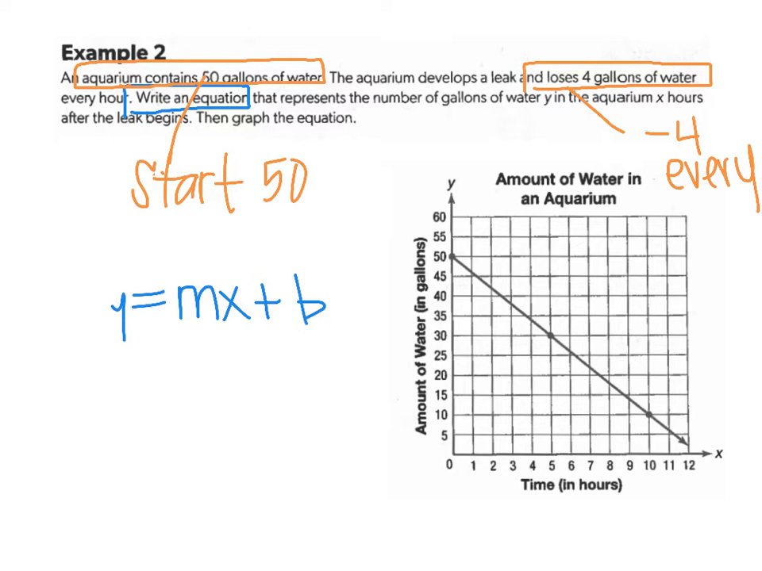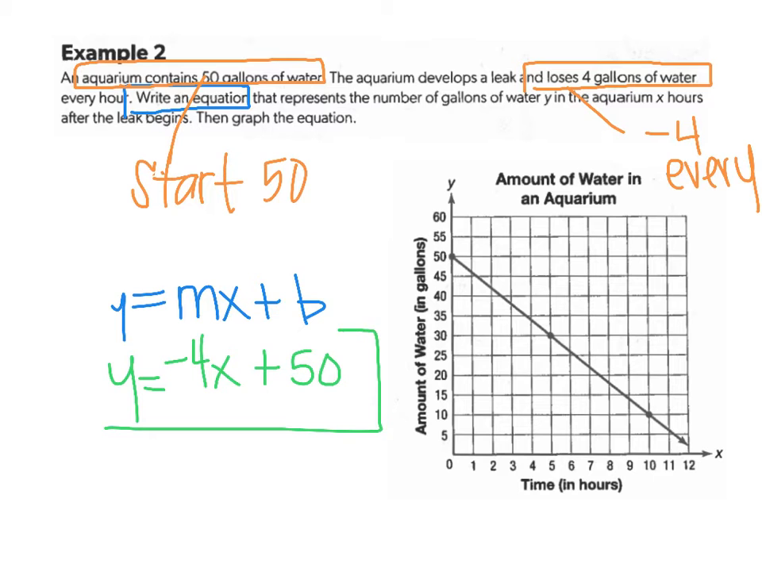So when I come down here to write my equation, all I need to do is put those two numbers in the spot where they belong. If 4 is happening every hour, that means it's the one I'm going to multiply with. So negative 4 every hour. And then it says you started with 50, so I'm just going to say positive 50 because I actually had it. Y equals negative 4x plus 50. This is your final answer, and that's all you have to do.